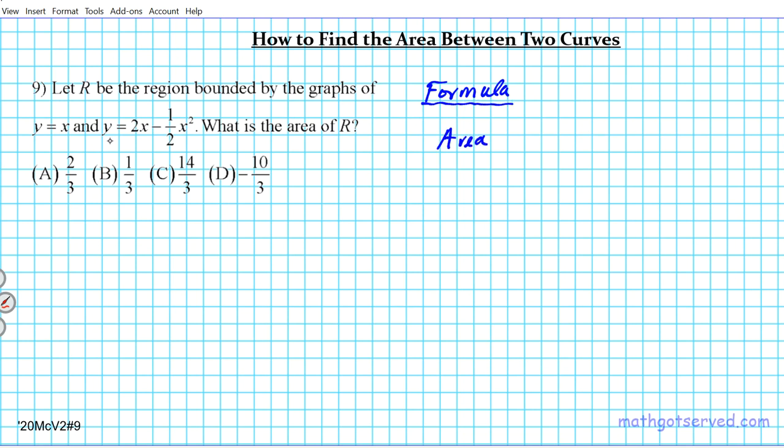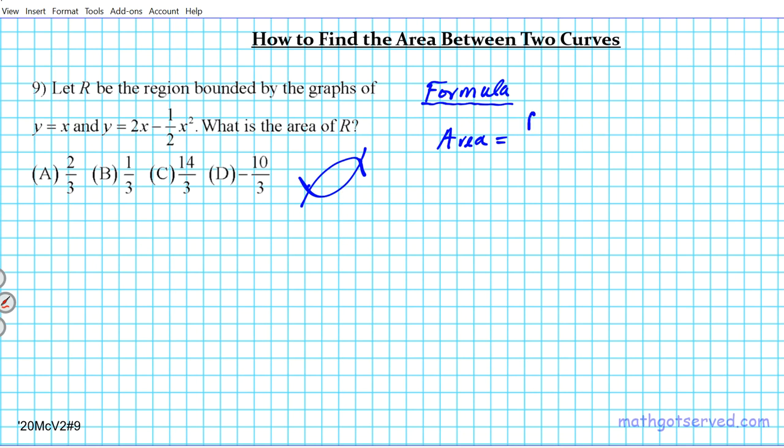This is a function of x, so it's going in the x direction, in the direction of the x-axis. If you're going in the direction of the x-axis, you're going to have two functions configured something like this. In a situation like that, you're going to have a function on the top and a function on the bottom.